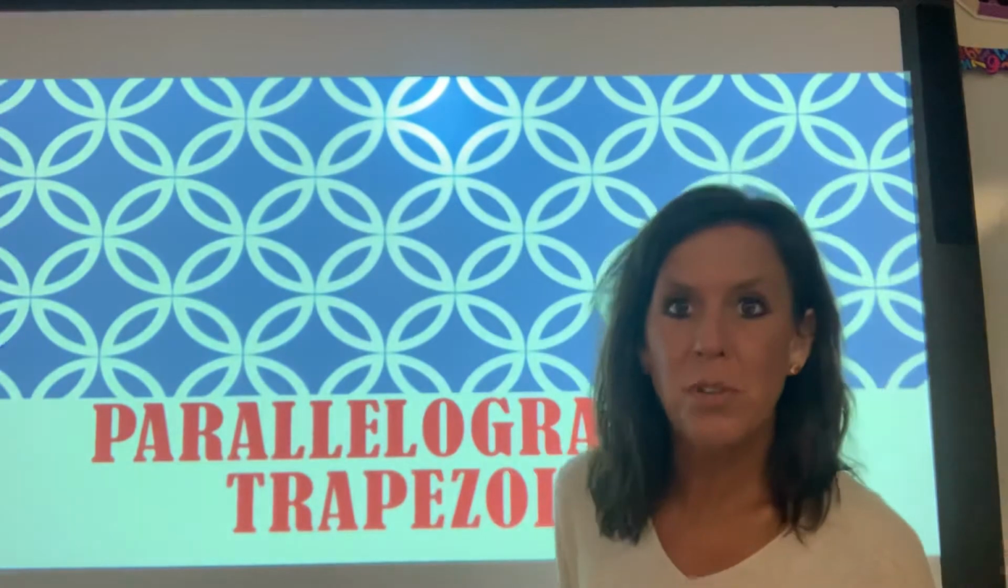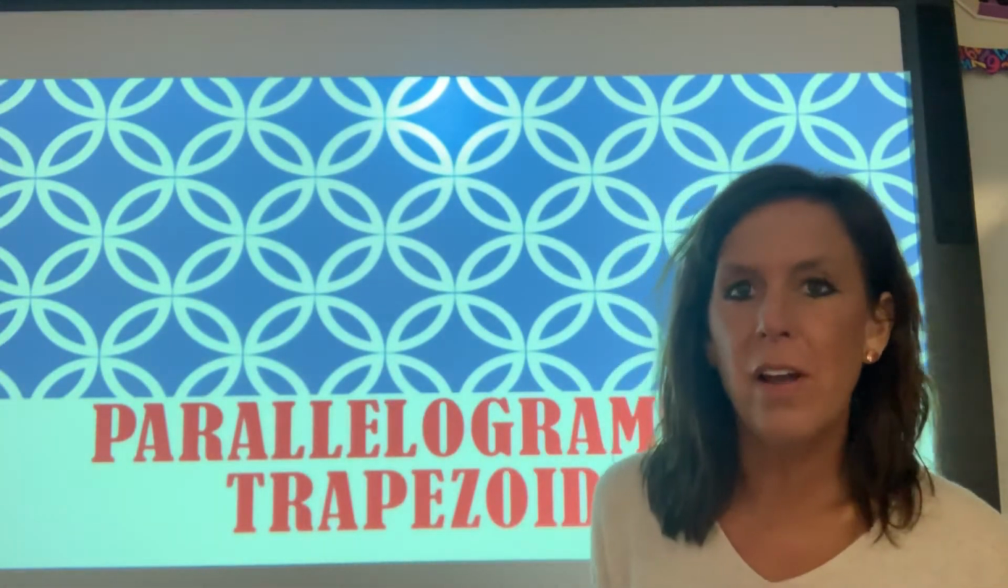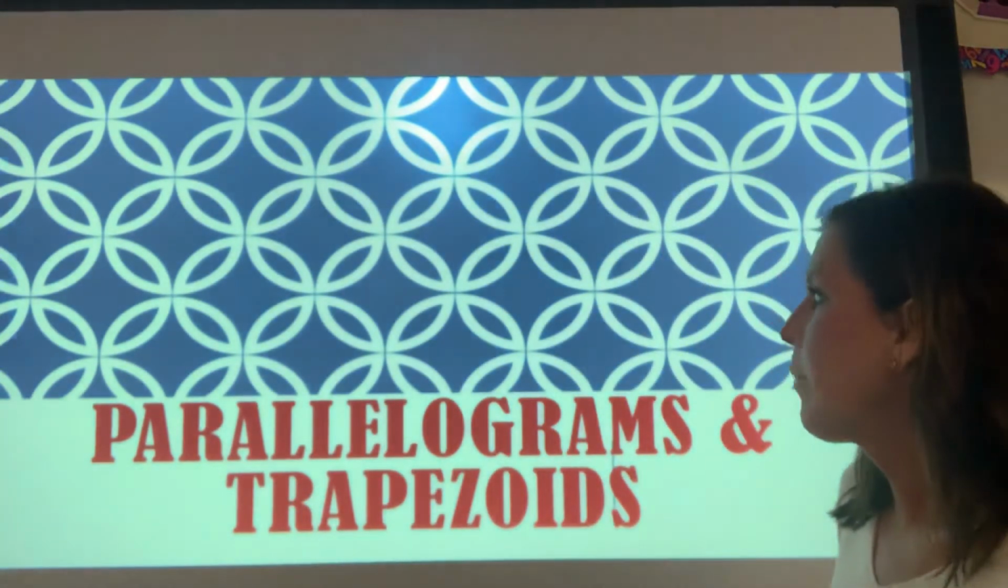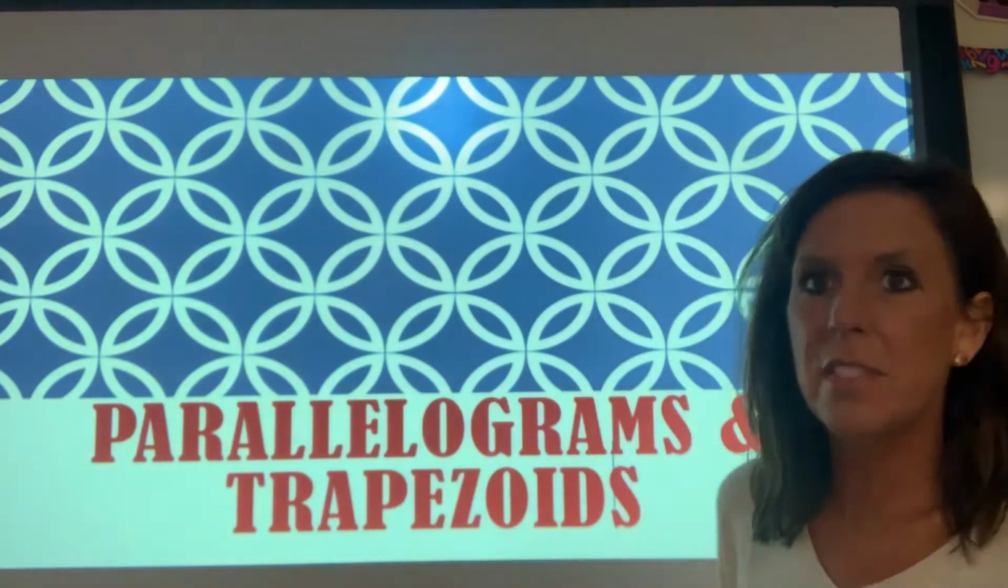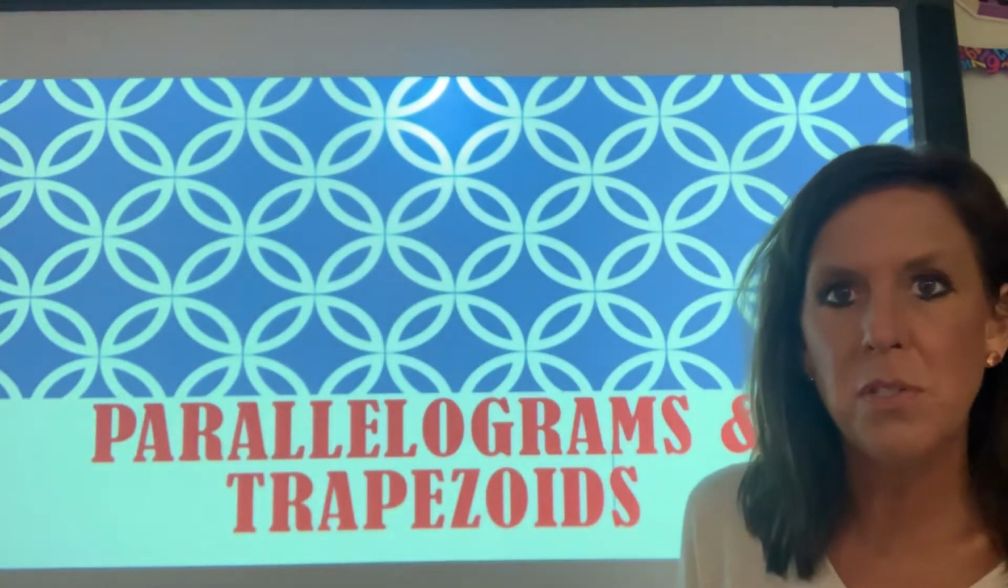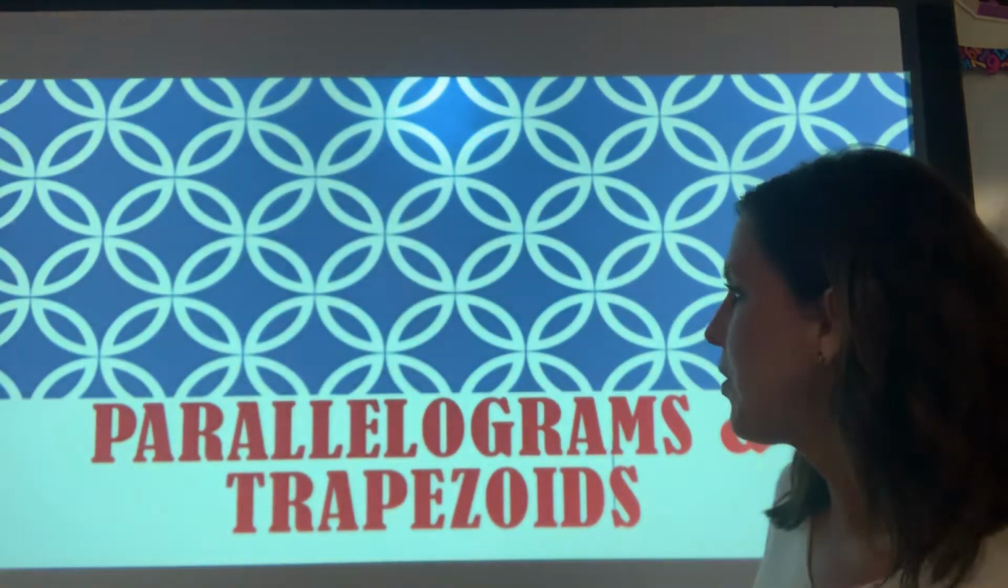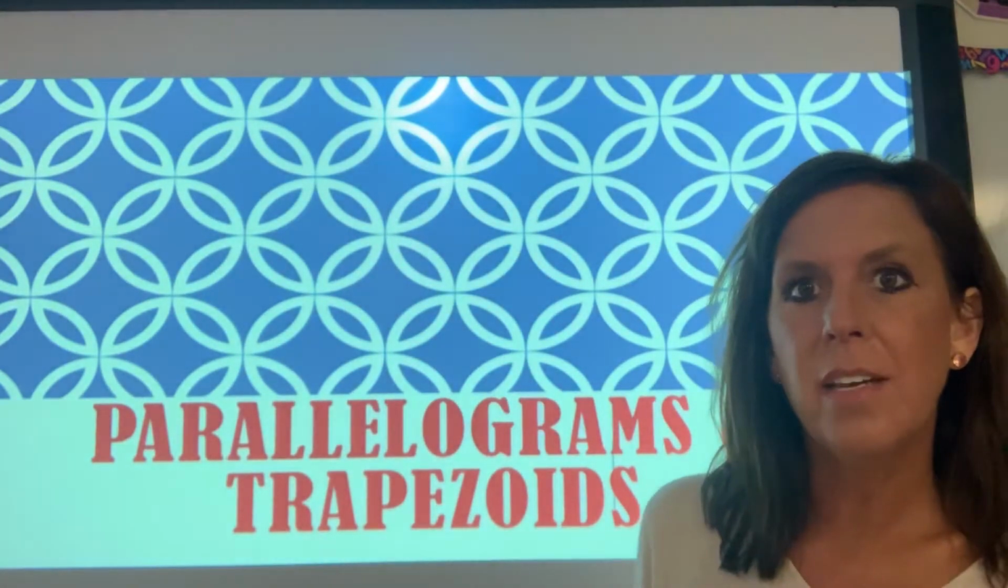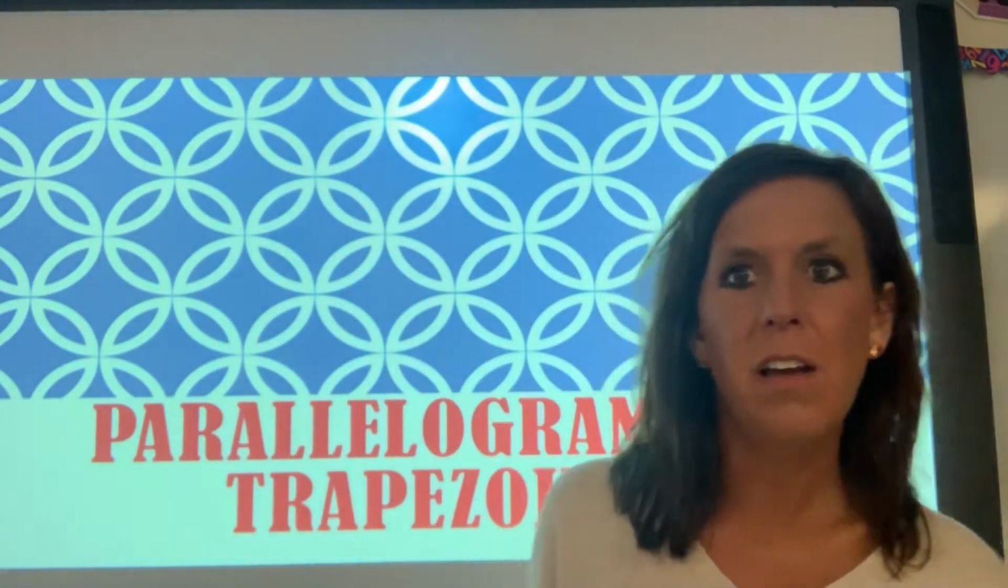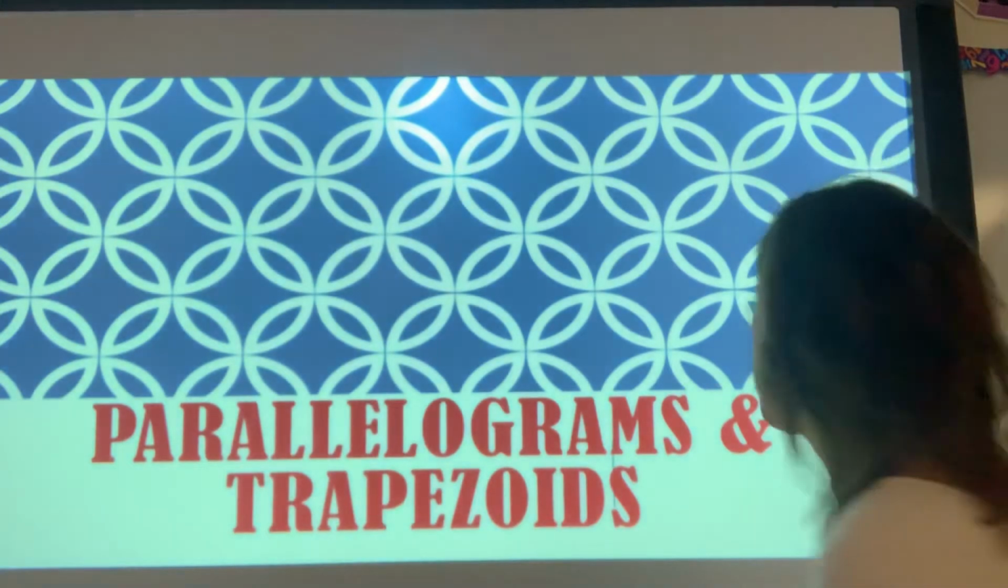As you know, in chapter 10, we are doing the area of different polygons. So today we're going to take two. We've done triangles. Now we're going to do parallelograms and trapezoids. They have two different formulas, and we're going to look at what they are and how to find the area of both parallelograms and trapezoids today.